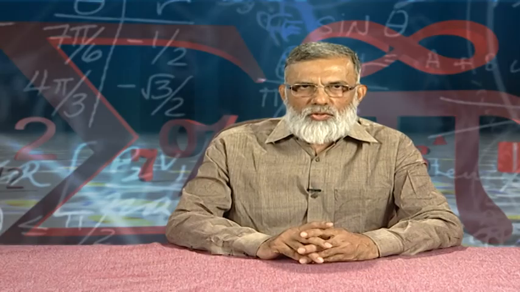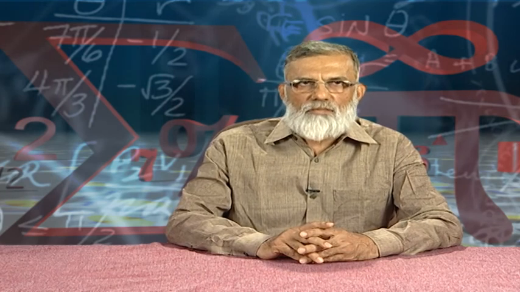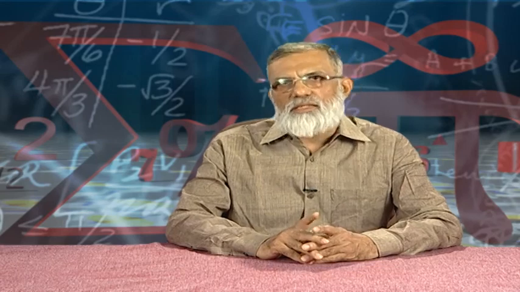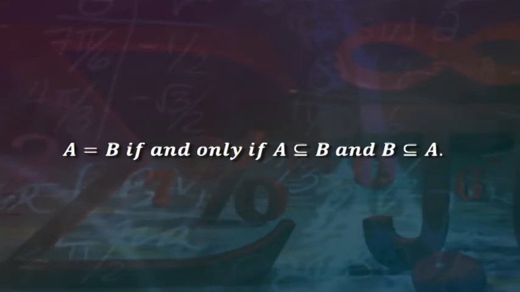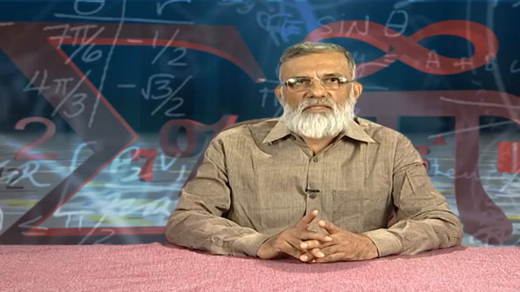Equal sets. Two sets are equal if each element of set A is in set B and also the other way: each element of set B is in set A. Thus, A equal to B if and only if A is a subset of B and B is a subset of A. Clearly, the set consisting of elements A and B is equal to the set consisting of elements B and A, as each is a subset of the other. This means that the order in which the elements are written in a set is immaterial.